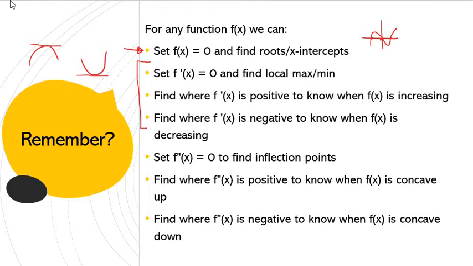We can also find out where that first derivative is positive, and we know when it's positive, the graph is going up. We can find where that first derivative is negative, and we know where it's negative, the graph is going down.